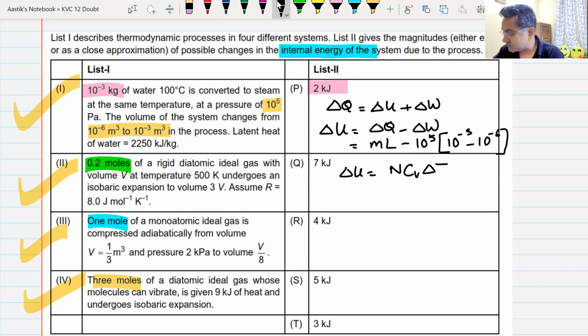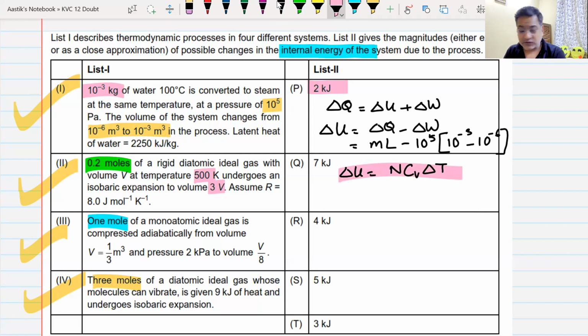This is JEE Advanced. N is known. Cv is 5/2 R, delta T. Anyone can find out delta T, the change in temperature. Initial temperature is given. Initial volume is V. Now the volume is 3V. Isobaric, P is constant, so volume is directly proportional to temperature. Volume becomes 3 times, so temperature becomes 3 times. So initial temperature is 500, final temperature is 1500. Change in temperature you will know and you will get the answer straight away.